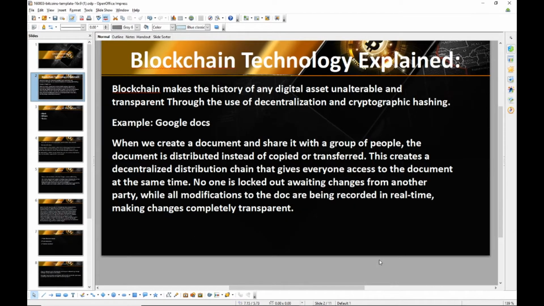Blockchain technology explained. Blockchain makes the history of any digital asset unalterable and transparent through the use of decentralization and cryptographic hashing. Example, Google Docs. When we create a document and share it with a group of people, the document is distributed instead of copied or transferred. This creates a decentralized distribution chain that gives everyone access to the document at the same time. No one is locked out, awaiting changes from another party, while all modifications to the doc are being recorded in real time, making changes completely transparent.